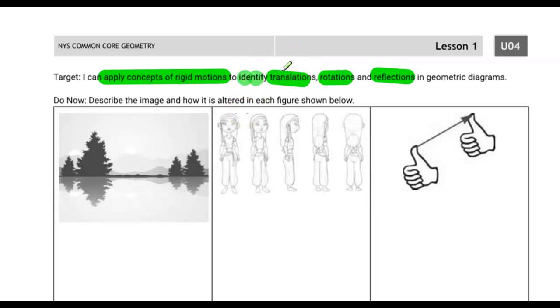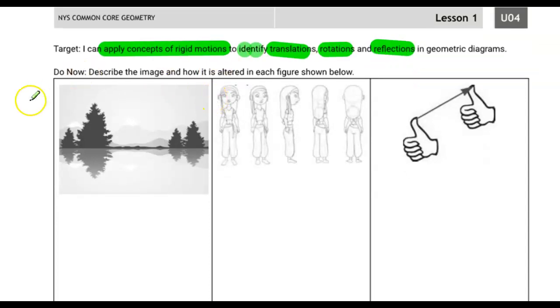You need to be able to look at a diagram and say, well, I think that this was a translation, I think this was a rotation, or I think it was a reflection, and then give a good reason as to why. Take a look at the do now. There are a couple of different images here. We're going to describe the images and specifically how they're altered. I'll go ahead and pause the video, try this one out, and then see if you got it right.